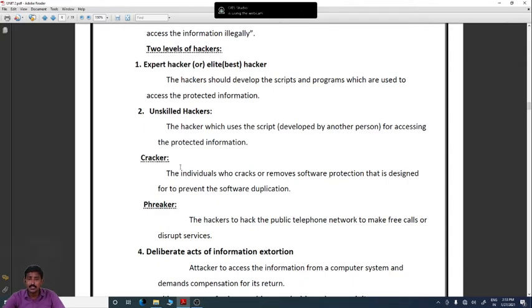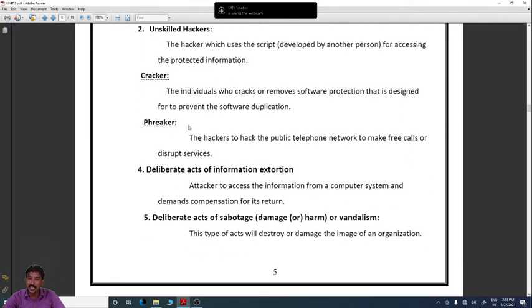And the next one is a deliberate act of information extortion. Information extortion means that we hack the information, and with the help of that information we demand some compensation in order to avoid leaking that information to the outside. Simply put, it is like kidnapping.